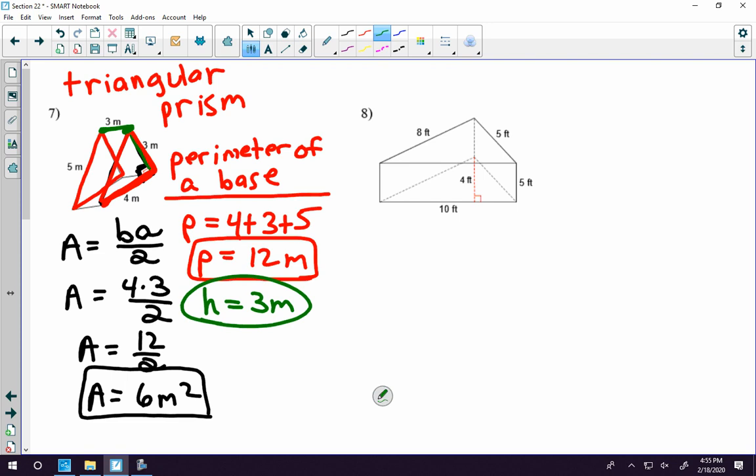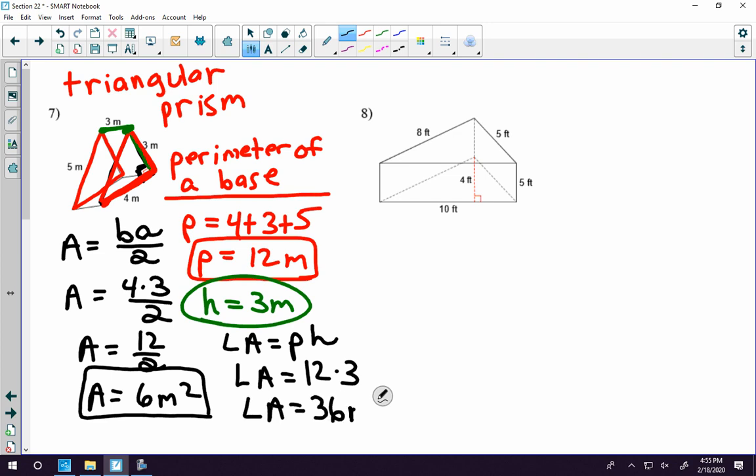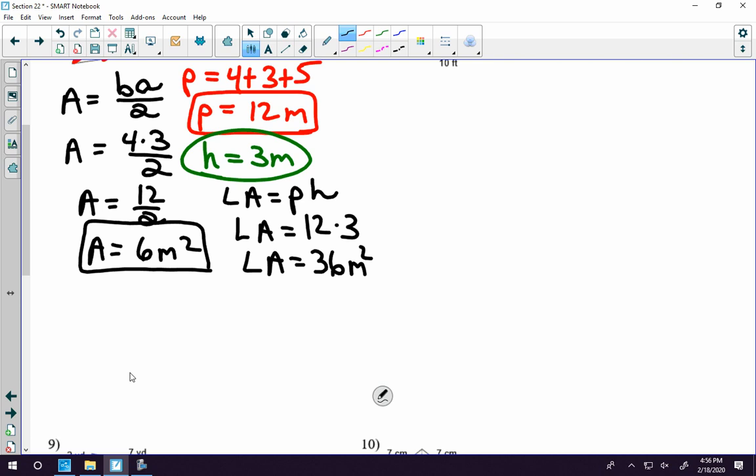Now, our lateral area of this triangular prism is going to be found by taking our perimeter value, which was the perimeter of one of the bases, which was a triangle, and multiplying it by the height of this triangular prism, which was 3 meters. So the area around this triangular prism is going to be our perimeter value, 12, times how tall it was, 3. So the lateral area is going to be 36 square meters.